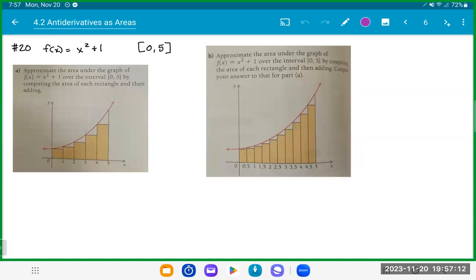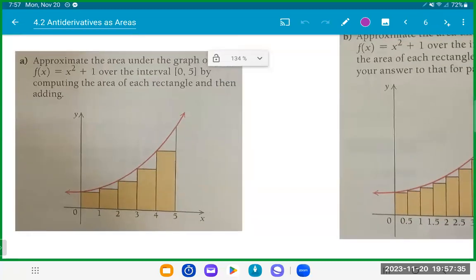So we're given a function. Our function is x squared plus 1, and we're given an interval, where our a is 0 and our b is 5, because that's the interval we're given. Notice there are brackets on the 0 and the 5. That means that 0 and 5 are part of our interval. Okay. So let's focus first on this first picture here.